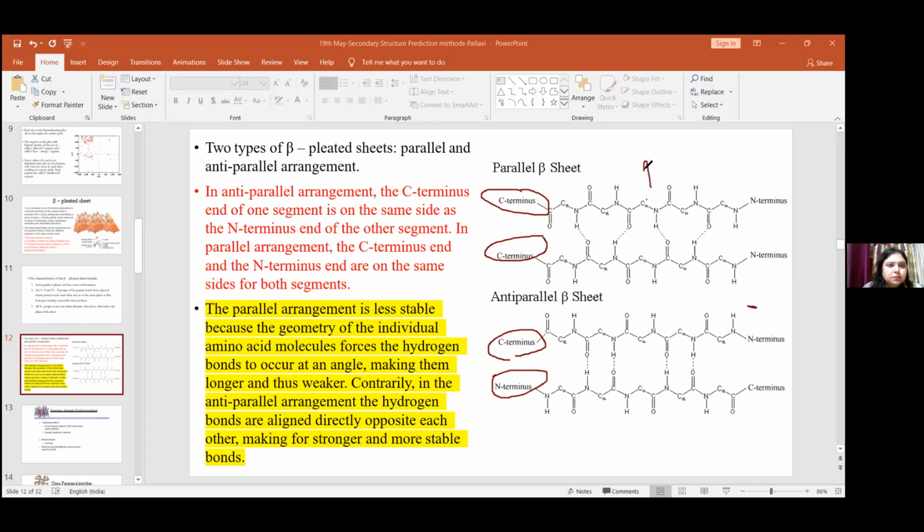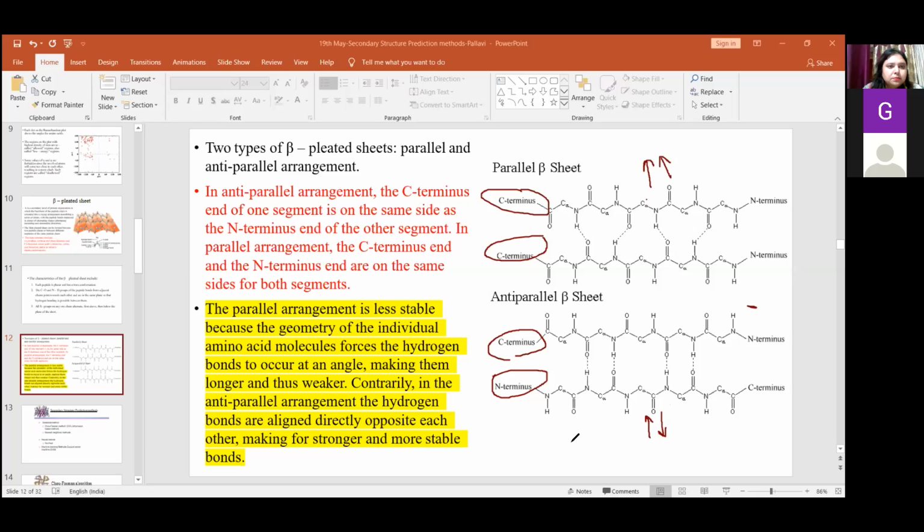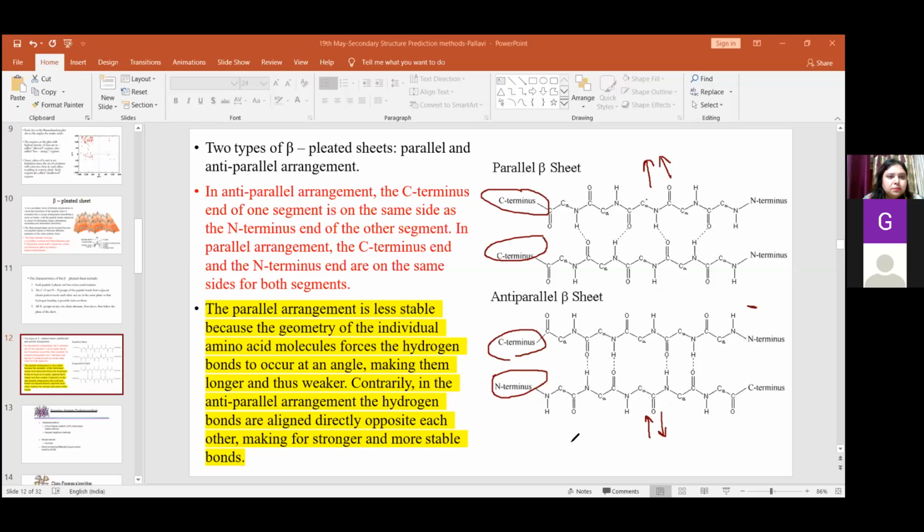If we denote it with arrows, we denote it like this: arrows facing in the same direction. And the moment I write it like this, one arrow facing upwards and the second arrow facing downwards, that means I'm talking about anti-parallel beta sheets. So I hope you are clear that proteins can arrange themselves into two forms: parallel forms and anti-parallel beta sheet forms.